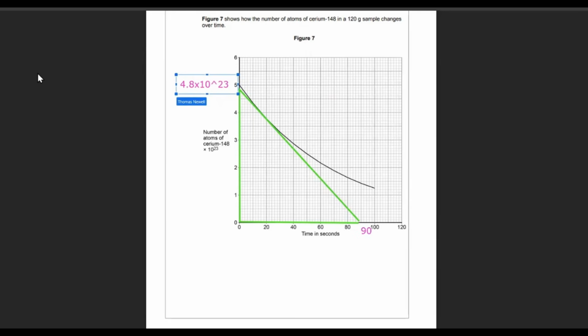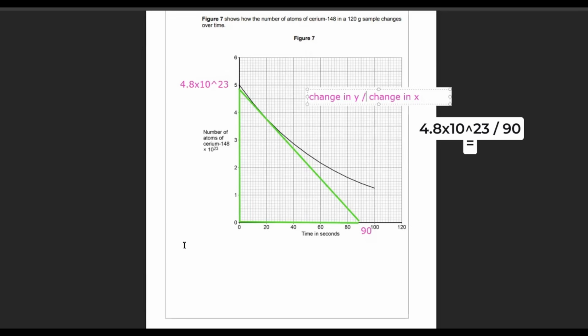When you're working out the tangent, you want to do change in Y divided by change in X. There's no V in change and there's no dot. So it's change in Y over change in X. And that's going to give me the activity. So I believe I am going to do 4.8 times 10 to the 23 divided by 90 equals, I got 5.3 times 10 to the 21. I bet that is mega far off. So I got 5.3. What do we reckon?